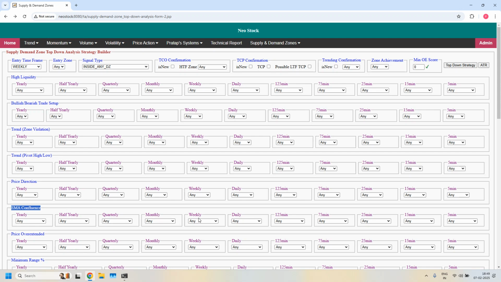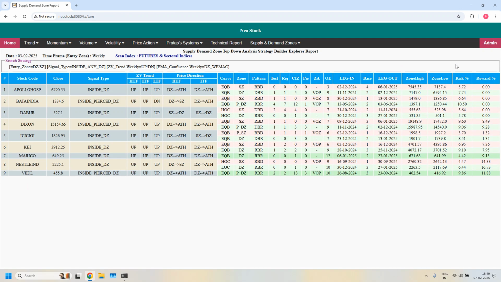In the EMA confluence, weekly time frame, setting the filter weekly demand zone having weekly EMA confluence. And when you set EMA confluence, the trend on weekly should not be sideways. So I am selecting up or down trend. So with these filters, we got 9 stocks out of 61. The list is filtered to only 9 stocks.